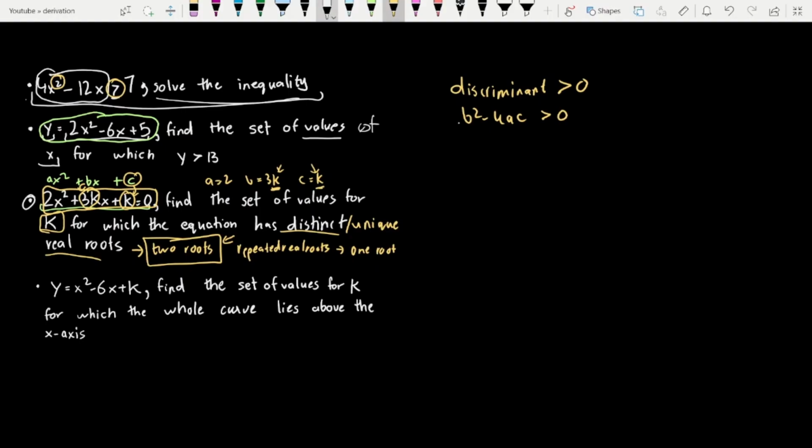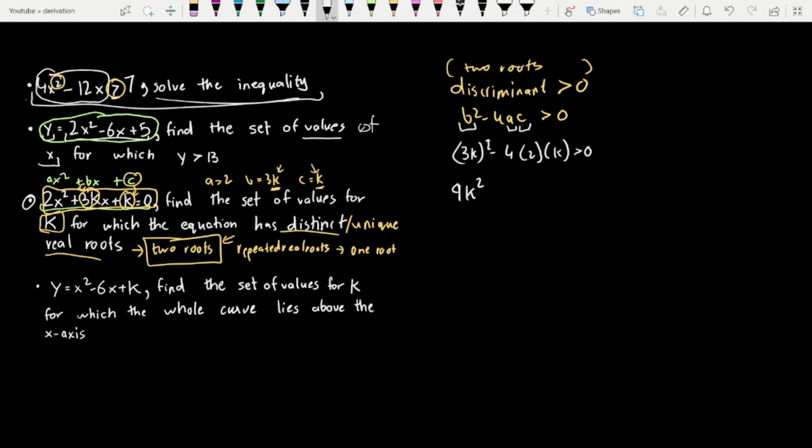Okay, so now what we have to do is put the values in here for a, b, and c. Remember, why are we doing this? Because this is the situation where we will have two roots for our equation. So what's b? b was 3k, so we put that in there. And a was 2, and c was k. And all of this is greater than 0. So now we just have to solve this out.